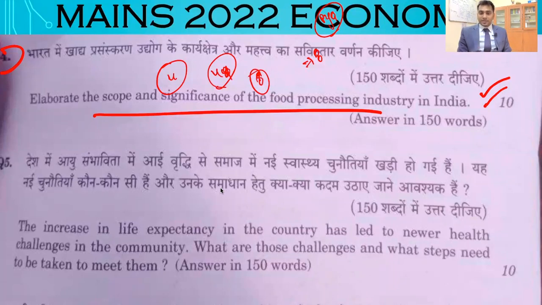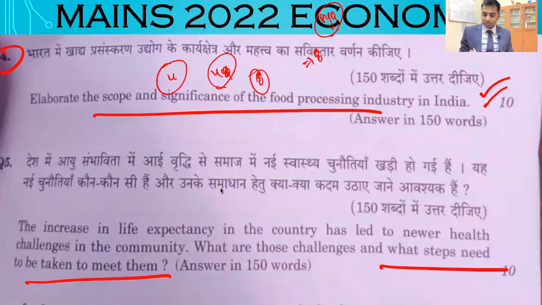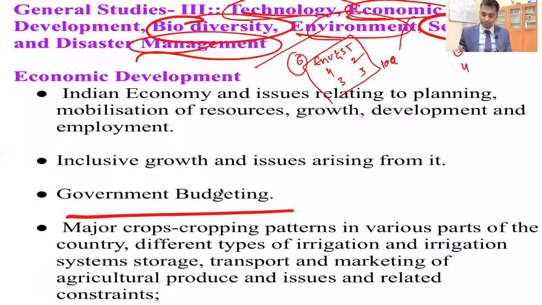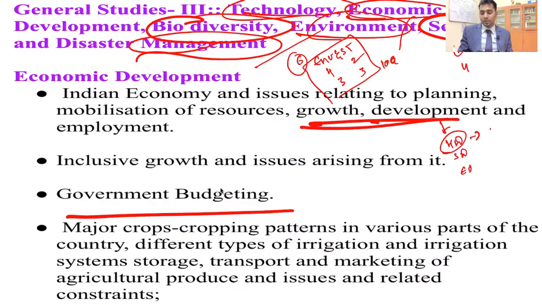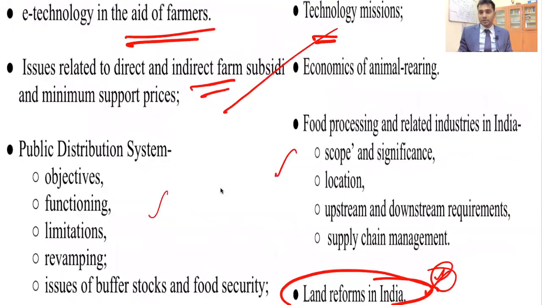The increasing life expectancy in the country has led to newer health challenges in the community. What are those challenges and what steps need to be taken to meet them? Now, this is something, life expectancy, which is related to the so-called human resources in the syllabus. That is in the first topic of the syllabus. You have that component, growth and development of citizens, right? In the development, you will have human development, social development, economic development. From human development, you want education, health, right? These things. As a result, they ask this question from the so-called health perspective.